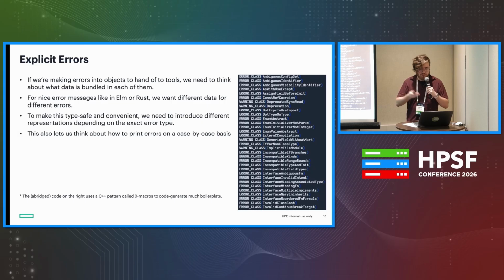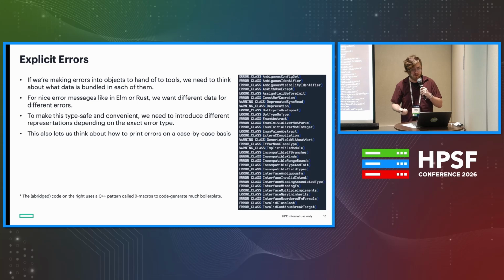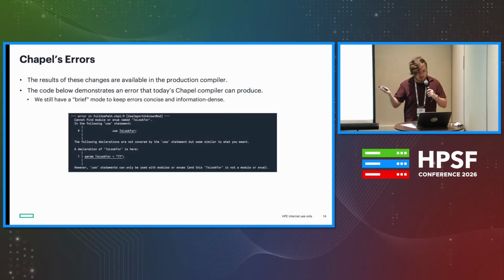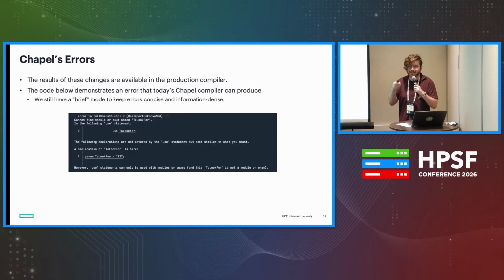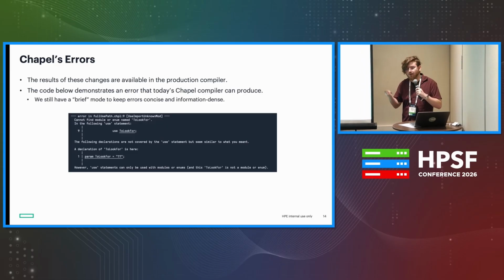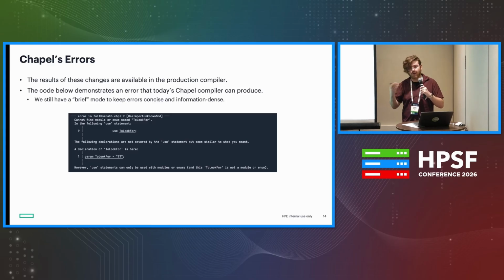And also you're able to print different classes of errors differently because they're different classes. So they just have different logic for them. The result, so this is an error that you see in the Chapel compiler today, although you don't see it by default because our users requested very dense errors, being experts in Chapel. But if you throw the detailed errors flag, you can get an error message like this, which I think is closer to what the Elm or Rust examples are.